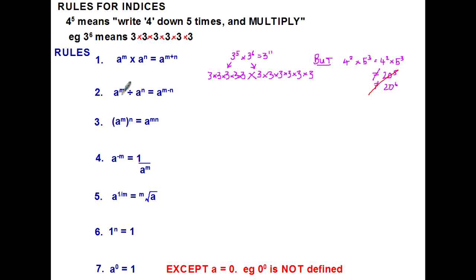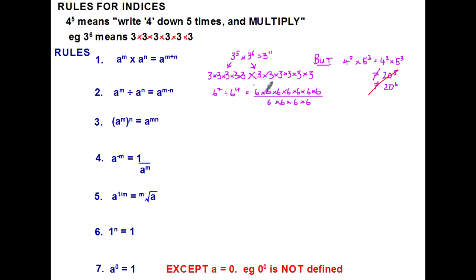The second rule. A number to a power divided by the same number to a power. What do we do? We take away one power from the other. For example, 6 to the power of 7 divided by 6 to the power of 4 means this. 6 to the power of 7 is 7 sixes multiplied together. That's a big number. Then we divide by 4 sixes written down together and multiplied.